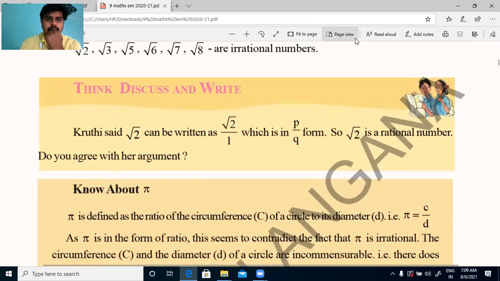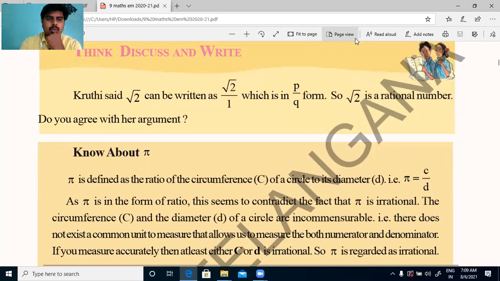You can discuss the question, Nana. Kuchi said root 2 can be written as root 2 by 1, which is in P by Q form. So root 2 is a rational number. Do you agree with her argument? Just think about it. Already I told you, right? Why it is irrational?